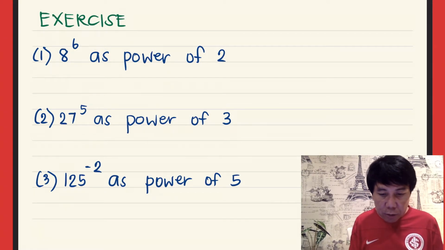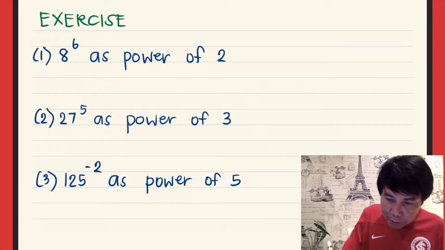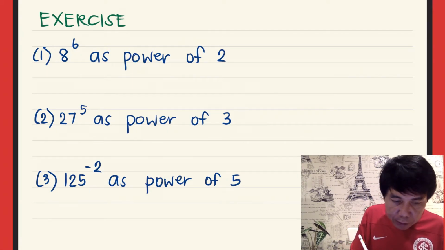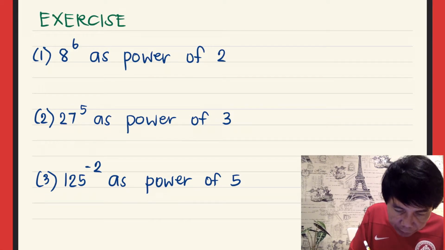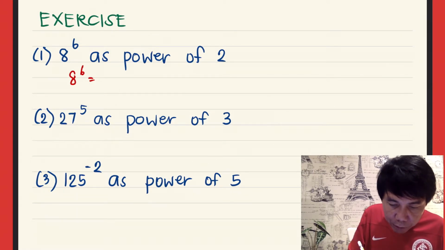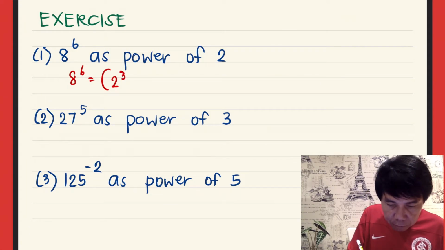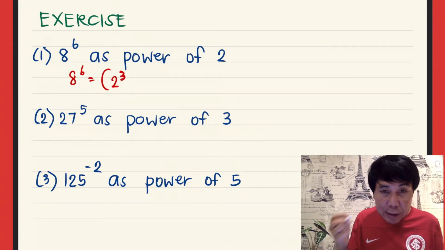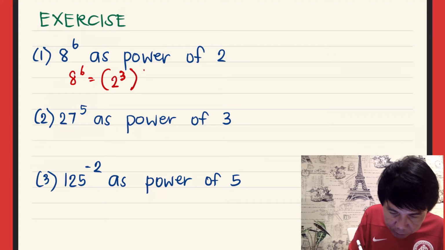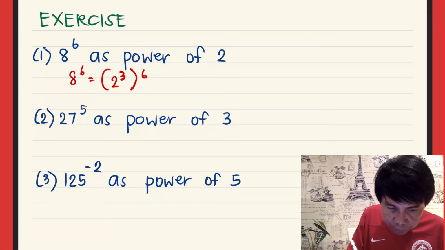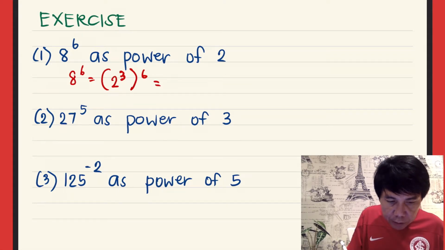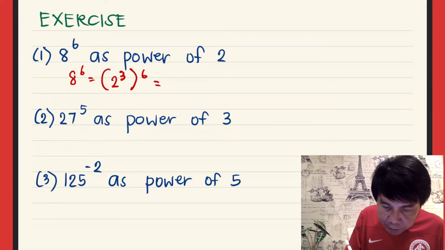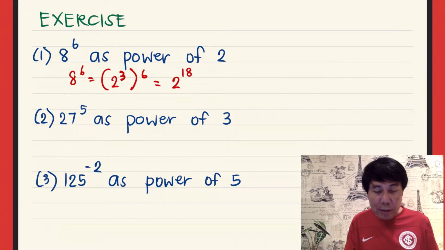So 8 raised to the power of 6 is the same as 2 raised to the power of 3, raised to the power of 6. 2 raised to the power of 3 is the same as 8. So 3 times 6 is 18. So we have 2 raised to the power of 18. We have the answer for number 1.